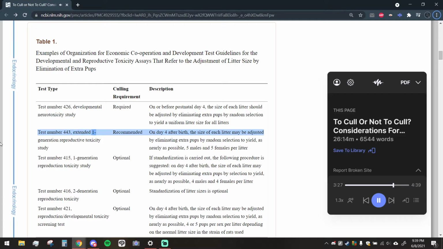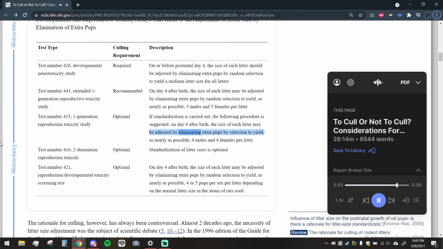Test number 443, extended one-generation reproductive toxicity study: recommended on day 4 after birth. The size of each litter may be adjusted by eliminating extra pups by random selection to yield, as nearly as possible, 5 males and 5 females per litter. Test number 415, one-generation reproduction toxicity study: optional if standardization is carried out. The following procedure is suggested. On day 4 after birth, the size of each litter may be adjusted by eliminating extra pups by selection to yield, as nearly as possible, 4 males and 4 females per litter.